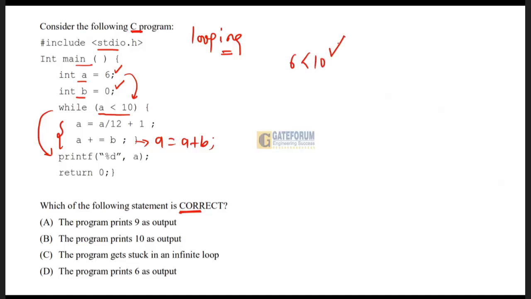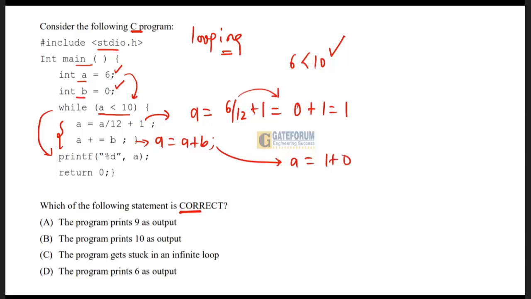It is true, so the value of a will be updated: a equal to 6 divided by 12 plus 1. 6 divided by 12 in integer division gives 0, and 0 plus 1 equals 1. Thereafter a is updated, a equal to a plus b, that is 1 plus 0, because initially the value of b is 0, so a equals 1. After this, a is printed, so it has printed 1.